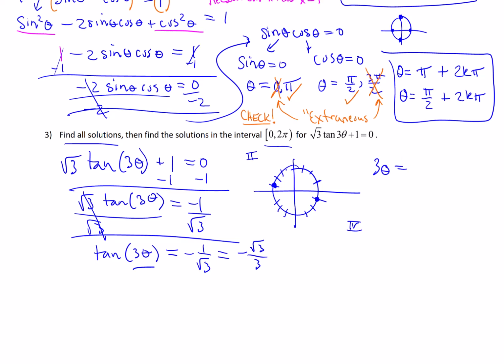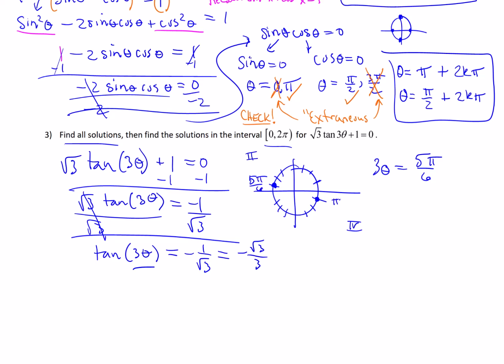equal to the first place you'd come to. I'll just go in order, counterclockwise here. The first place in quadrant 2, that would be 5 pi over 6. So we'll say 3 theta equals 5 pi over 6. 3 theta is just the angle that was given inside the tangent function. Our job is to get it down to theta next, but we're getting there, okay? So 3 theta could be 5 pi over 6. That was the place in quadrant 2.